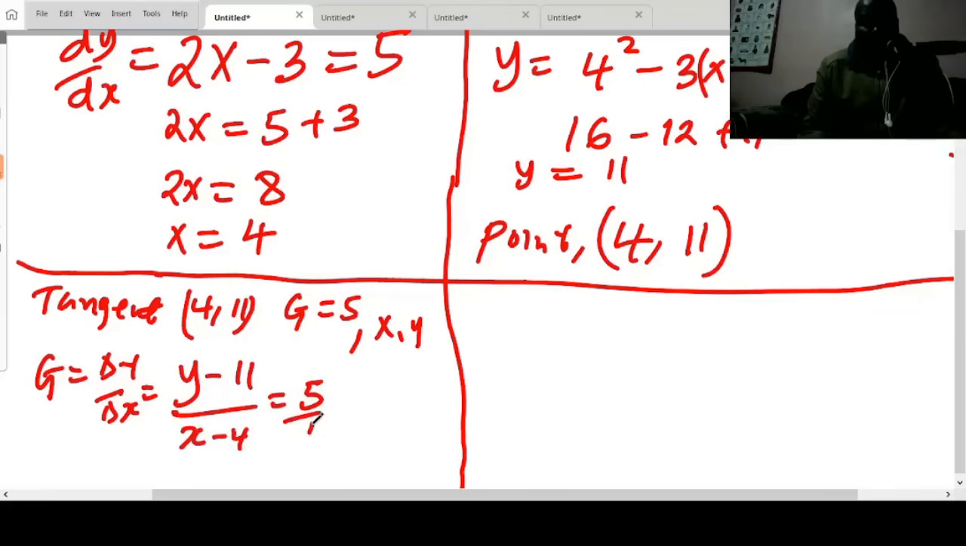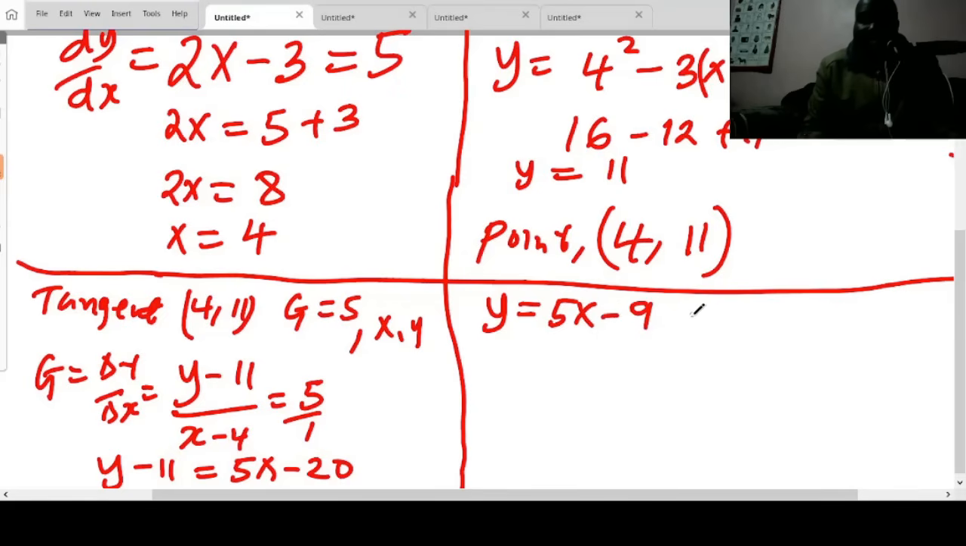So we cross multiply, and we are going to have y minus 11 is equal to 5x minus 20. So finally, y is equal to 5x. You take this to the other side, minus 20 plus 11. That is going to be minus 9. And that is the equation of the tangent.